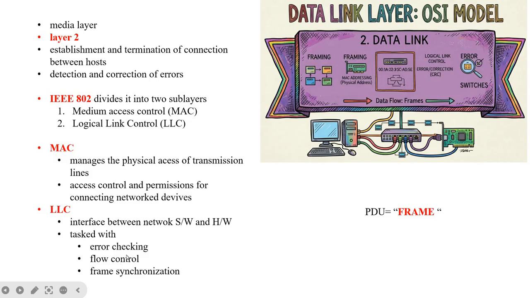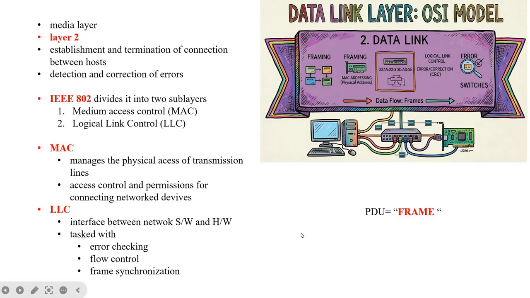Now the flow control here is the mechanism which prevents a sender from transmitting data faster than the receiving node can process it. Okay, so what happens here in flow control? This mechanism prevents the sender from transmitting the data faster, so that the receiving node can process it. And next, frame synchronization is the process of identifying the exact beginning and end of a block of data within a continuous stream of bits.